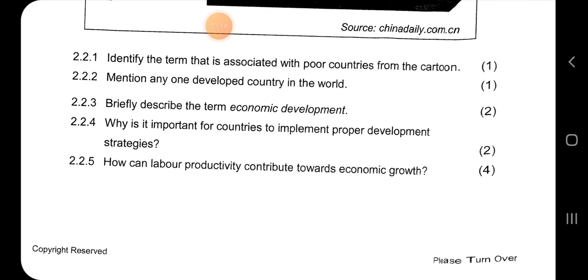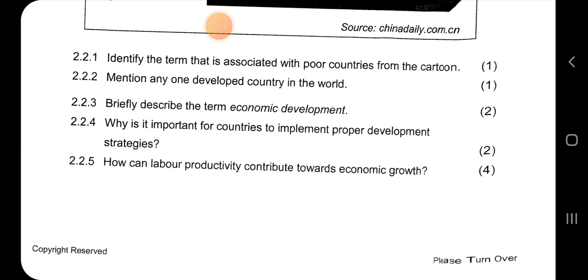Countries need to have development strategies so that economic balance is achieved. We are going to have a balance in the economy. People will get jobs. That's another reason you can say there will be improvement in the standard of living of a country if development strategies are in place.